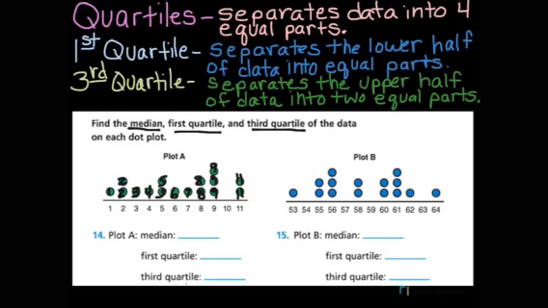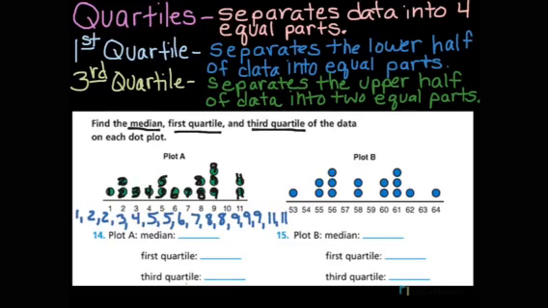Okay, next I'm going to list the numbers in order from least to greatest. So this is pretty easy because they're already pretty much in order on my dot plot. So it shouldn't take too much time. All right, there we go.